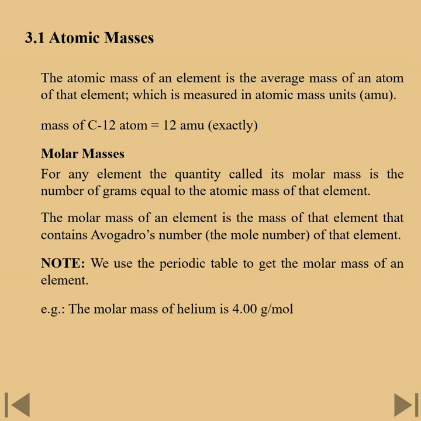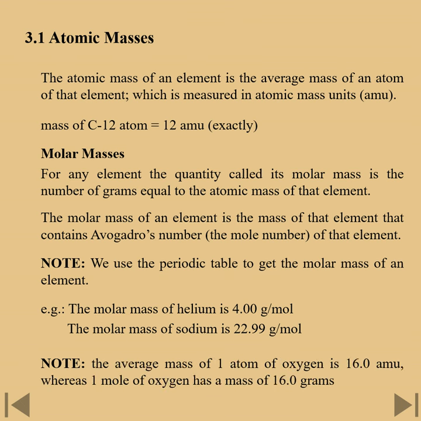Now, to get any molar masses, we're going to use the periodic table, and this is always available to you. And so, for example, the molar mass of helium, we look at that number and it's 4.00, and molar mass is then that number in grams per mole. For sodium, we see that atomic mass, 22.99, and we apply the units of grams per mole.